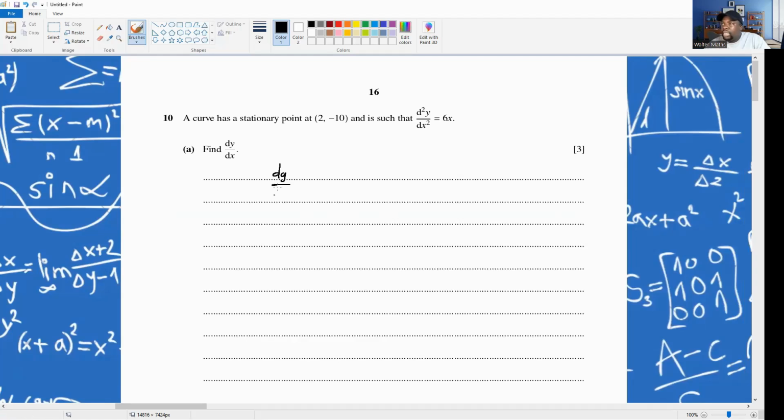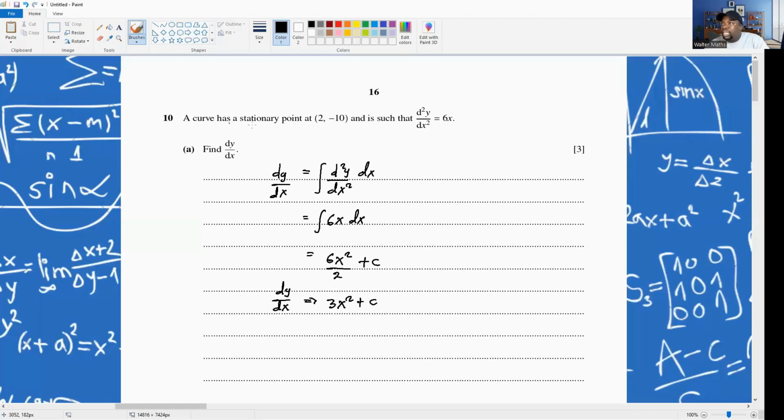In order for us to find dy by dx, we have to integrate the second derivative, which is d squared y by dx squared, with respect to x. So in other words, we're integrating 6x with respect to x, and we know that this gives us 6x squared over 2, plus c, which is the same as 3x squared plus c. So this here is dy by dx.